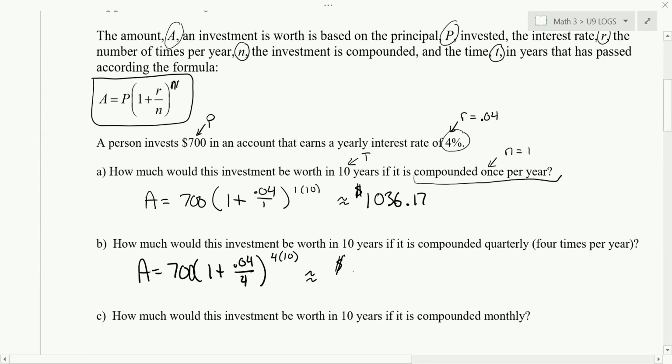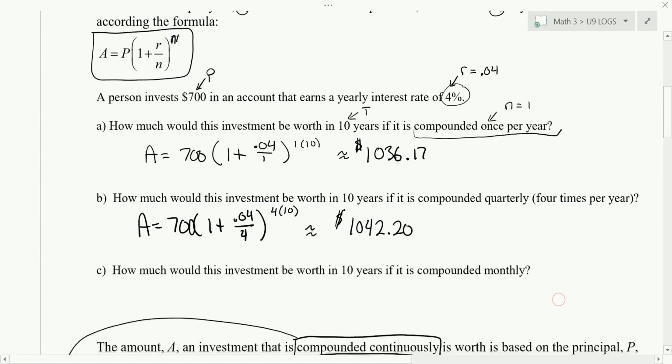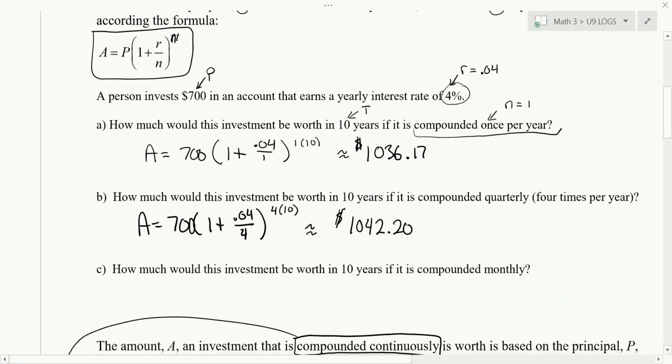So I'm getting $1,042.20. You guys getting that? Okay. In a moment, I will give some time where I'll come around and check. If you're having trouble with the calculator, I do want you to speak up and I'll help you out with that. But I want to give some feedback first to see if you're doing it right or not.